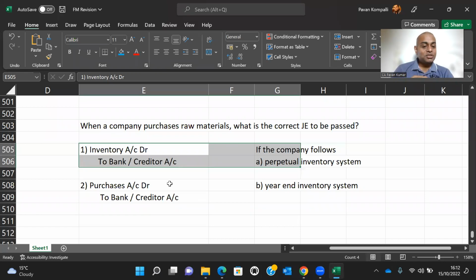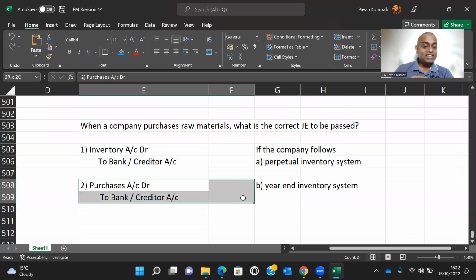So Anna has to write this journal entry: Purchase account debit to bank or creditor. You understand? Whenever he purchases, he purchased 10. He went to the wholesale market.